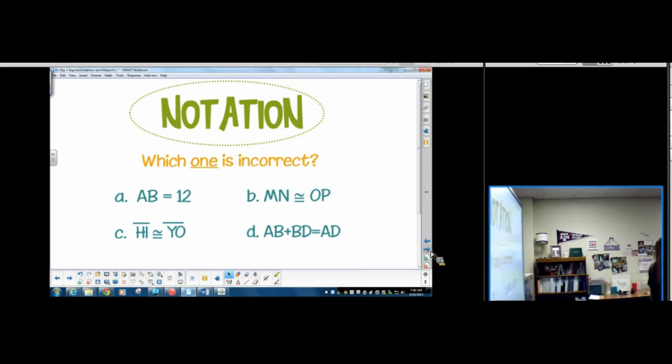Okay, so which one of these did I write incorrectly? They're all correct, except for one. I used the wrong notation. Figure out, don't yell it out yet. Figure out which one I did something wrong. The rest are perfect.